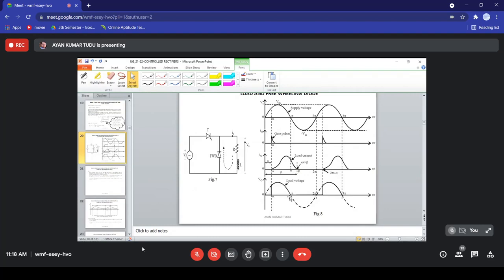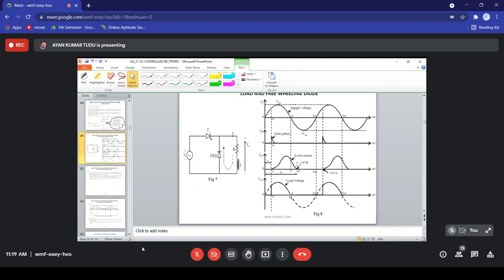Okay, so as you can see here, when the supply voltage starts going negative, the load voltage is shorted by this freewheeling diode, and that's why the load voltage is almost zero. We are assuming that it is almost zero, but it may not be exactly zero if the forward voltage drop across the freewheeling diode is also considered. If the forward voltage drop across the conducting freewheeling diode is neglected, then we can say that the load voltage is almost zero.